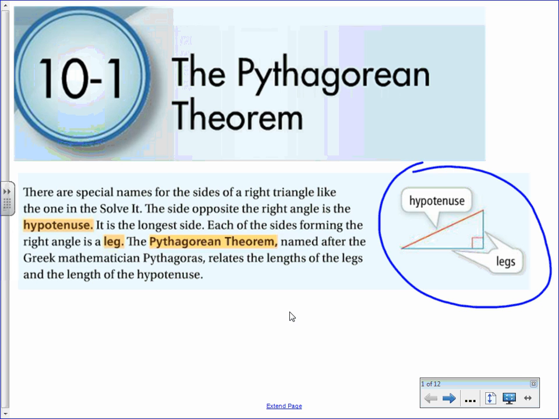Notice how, and this is really important, that the legs are on both sides of the right angle. So here's your right angle. Notice how the legs are right here and right here. The hypotenuse is always the side completely across from the right angle.